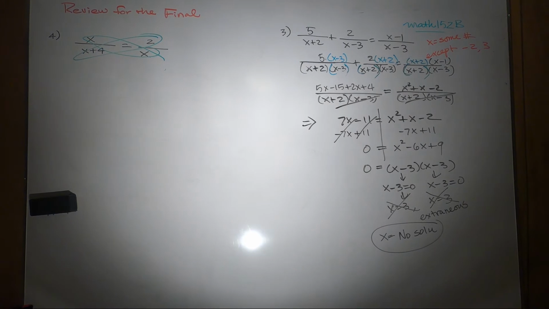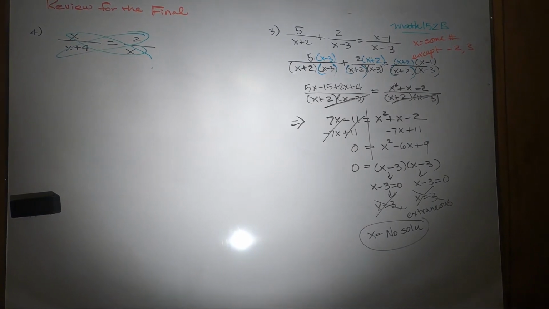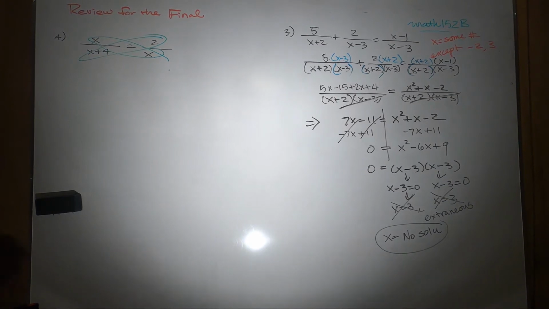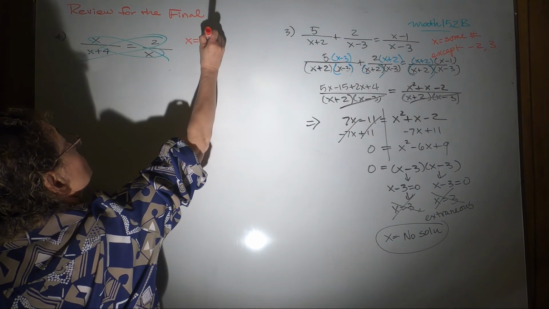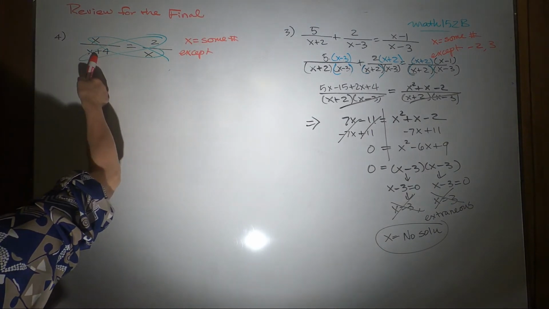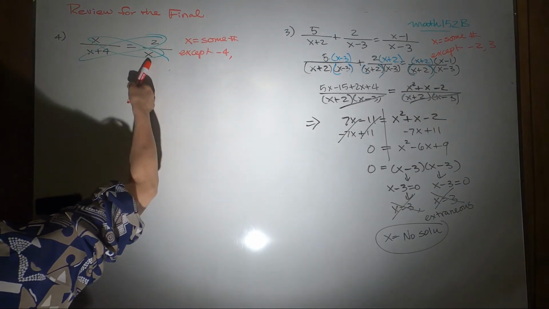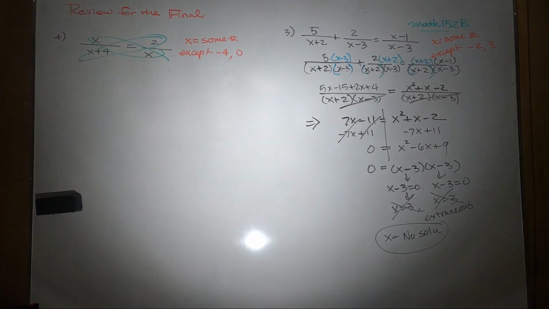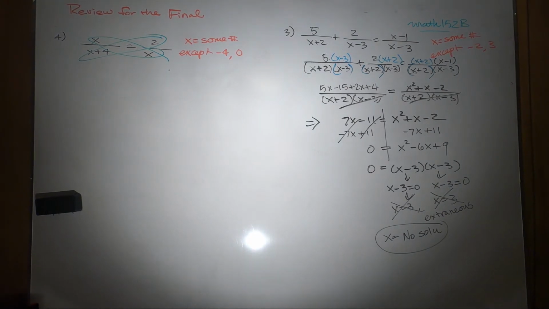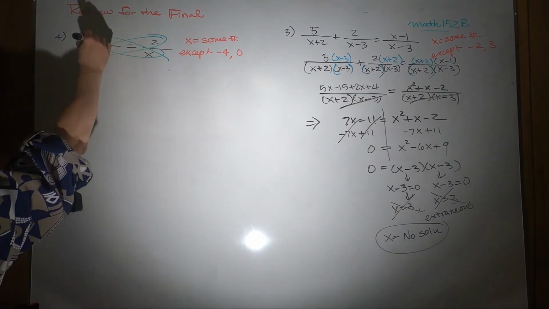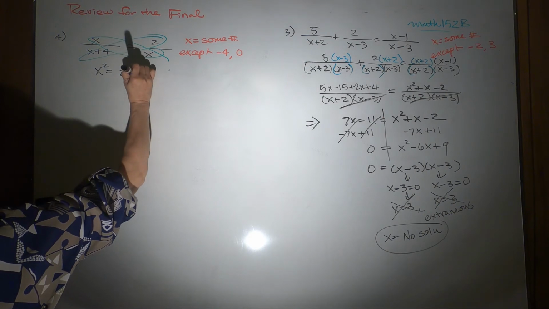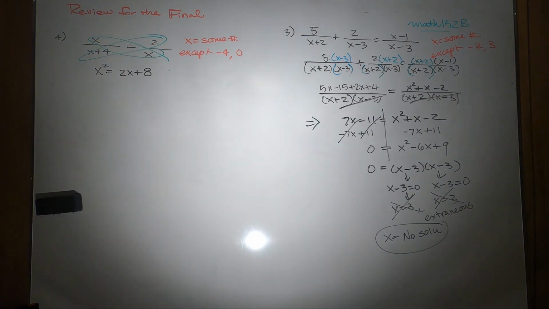right? In the meantime, because they are fractions, we need to pay attention to the restrictions, right? So x equals what? Some numbers except which one? That would be -4. That would be what? 0, right? Then we do cross multiplying. So x times x is x squared. 2 times x plus 4 is 2x plus 8, right?